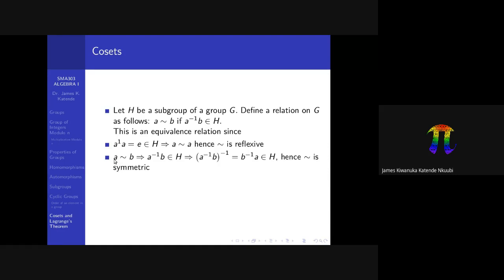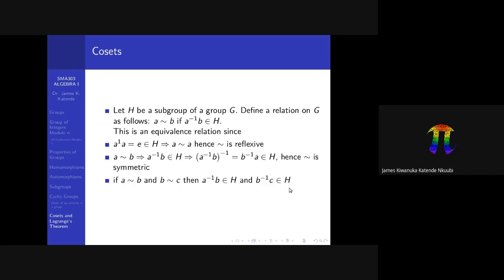The second property is the symmetric property. Here, if A is related to B, by definition it means that A inverse B will be in H. But now H is a subgroup, so the inverse of any element in H will also be in H. If you take the inverse of A inverse B, we end up with B inverse A. Since H is a subgroup, B inverse A will also be in H. And that means if we use this relation, B is also related to A, because if you switch these two, what you will have here is B inverse A. So this relation is symmetric.